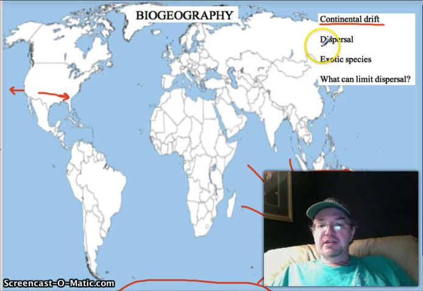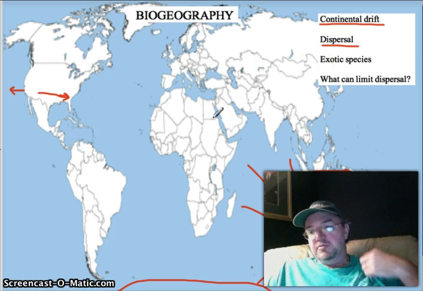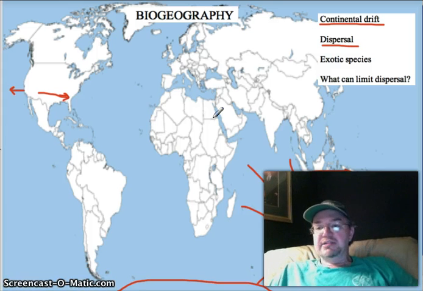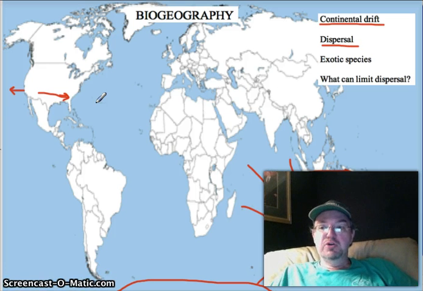Let's talk about dispersal. Dispersal is a term in our book. Dispersal is the movement of organisms from one place to another. Now that includes plants, and it could be caused by several different ways. One way is wind and water. Now that's going to apply more toward plants than it will animals. I mean, you don't have many animals that are moved in the wind or moved in the water.